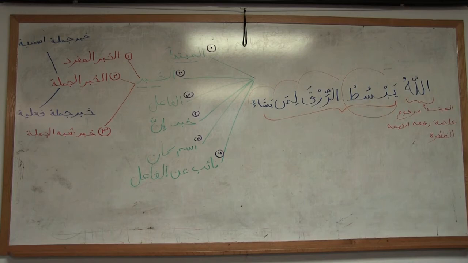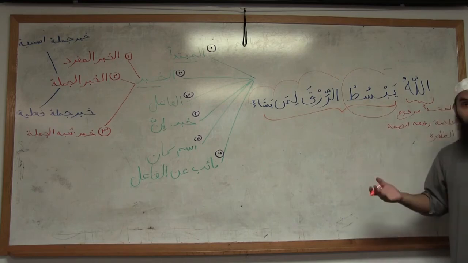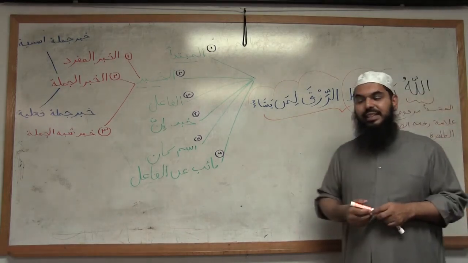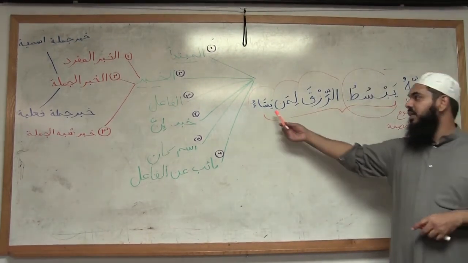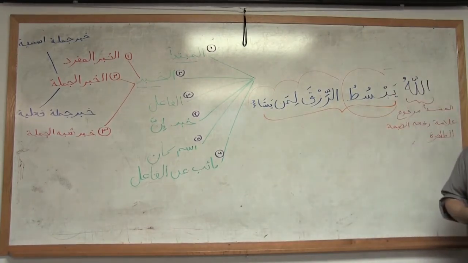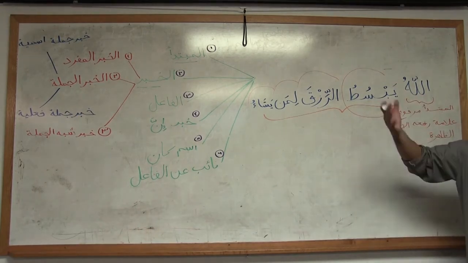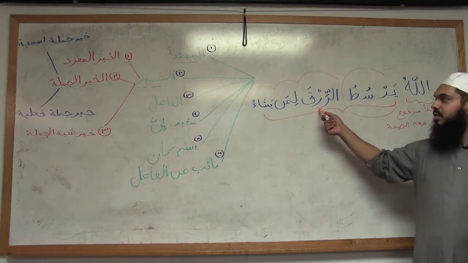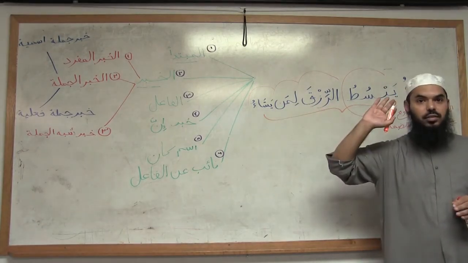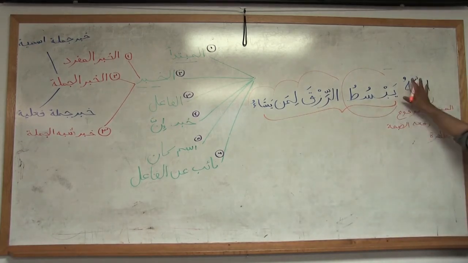You're just guessing? Yabsutu is an action. Allah opens his hands. Yabsutu is a fi'l, right? What does it mean? To stretch or to extend. Rizq is sustenance, limman yasha, to whoever Allah subhanahu wa ta'ala wills. Everybody got the meaning? Allah extends or opens up or gives rizq, sustenance, provisions to whoever He wills. So we got the fact that this is a jumla ismiya, we got the mubtada.